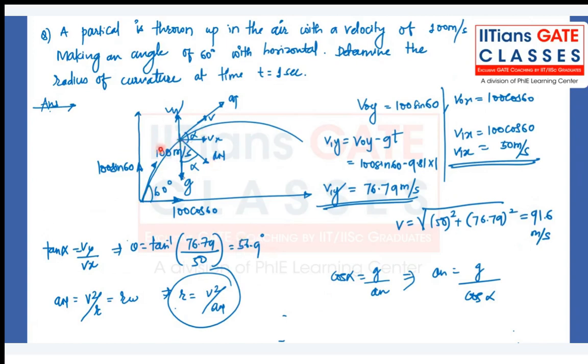So at this location, let's say we have thrown the particle upward, the velocity is tangent to the curve. Along that we have the tangential component of the acceleration, and then we have the normal component of the acceleration acting towards the center. And then we have Vy and Vx. Just one correction here. Can you tell me whether this AT direction is correct or not?